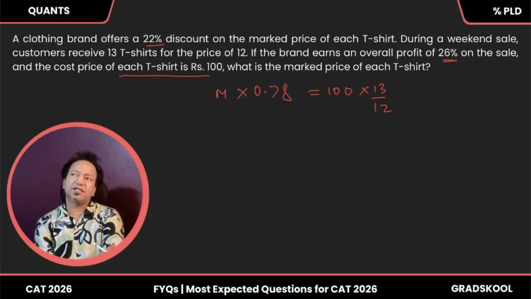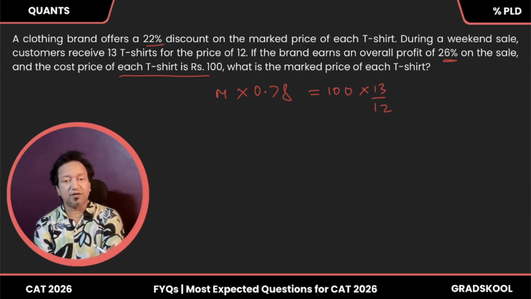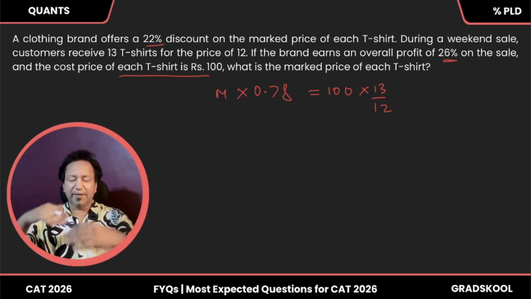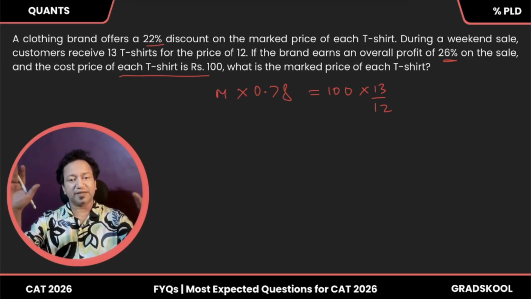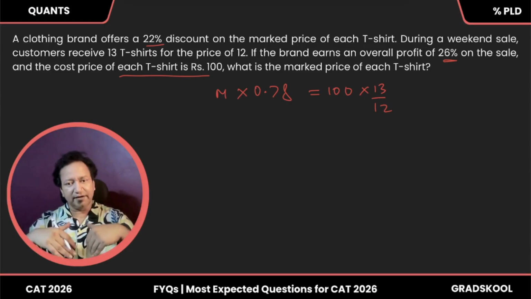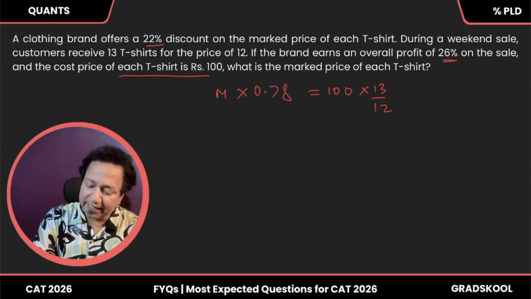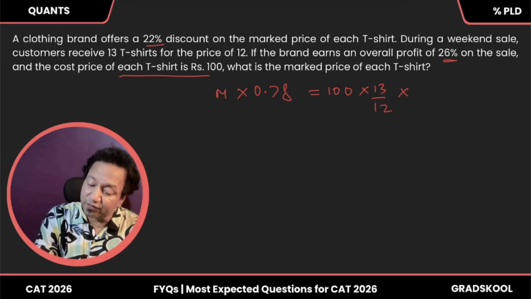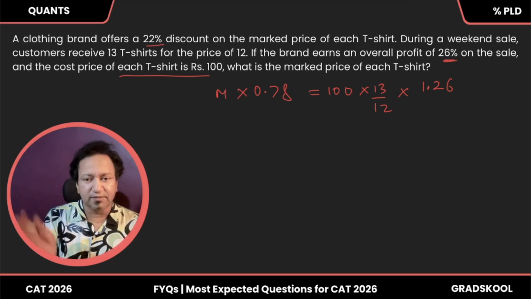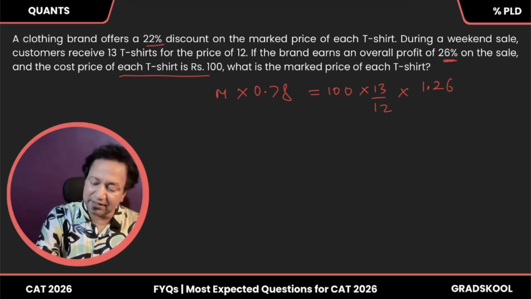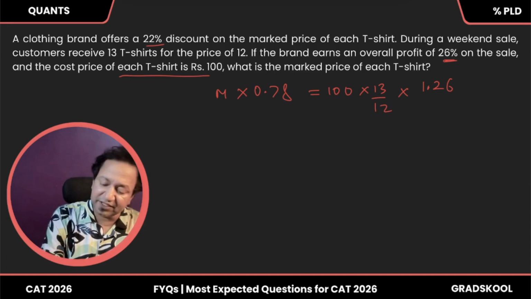The 100 rupees cost price is for one t-shirt. But just because they are giving one t-shirt extra for every 12 t-shirts, the cost they are incurring is 13 by 12 of 100. And on this, they are getting a profit of 26%, so I'll multiply this cost price by 1.26 to get the selling price. Essentially, I have calculated the selling price in terms of the cost price, and that's all. I'll just solve it and get the answer for the mark price of each t-shirt.